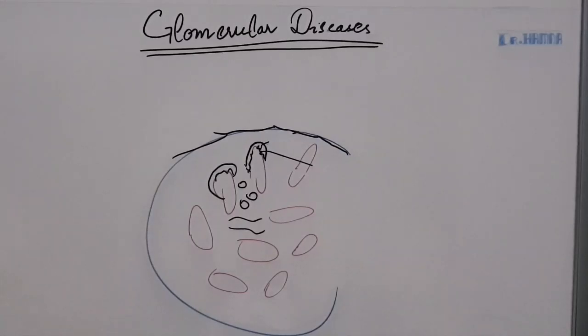So today's lecture is on the topic glomerular diseases. Before we start the topic, let us see what is a normal glomerulus, what are the components, and then we'll move towards the injurious effects which lead to the damage of this glomerulus, and then we'll see what are the responses of the glomeruli to injurious stimuli, and then how the patient presents with glomerular injury.